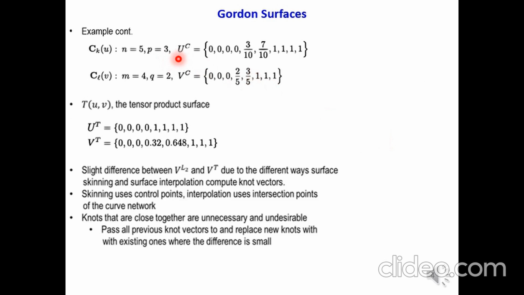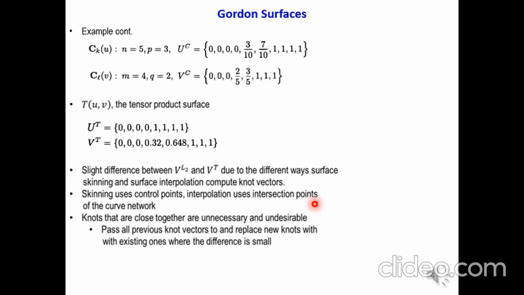And then we continue on, and instead of doing the lofting for the tensor product, we do interpolation to compute the knot vectors. So these are the resulting knot vectors here. And there's a slight difference between the V_T and the V_L2 knot vectors. This is because the skinning uses control points, while interpolation uses intersection points of the curve network to define where the knot vectors are going to be.